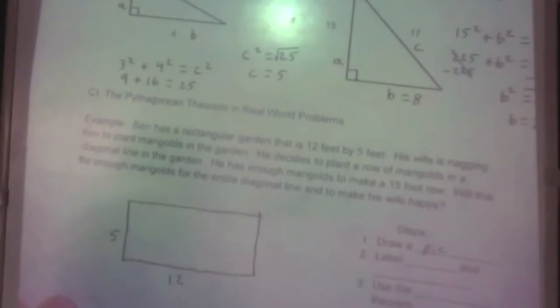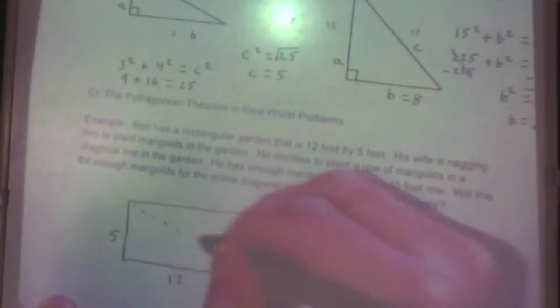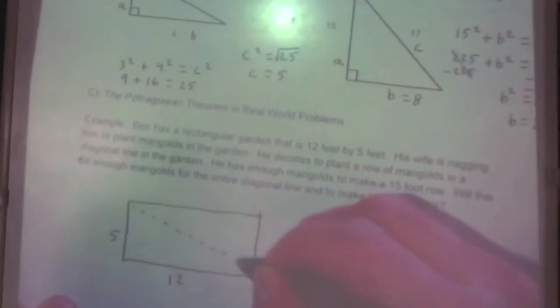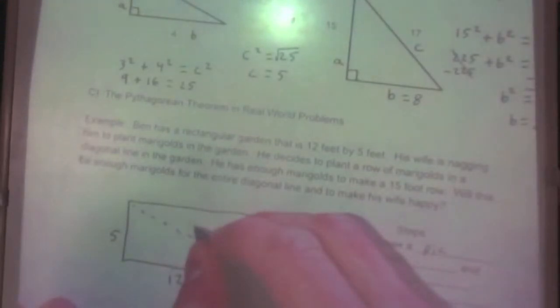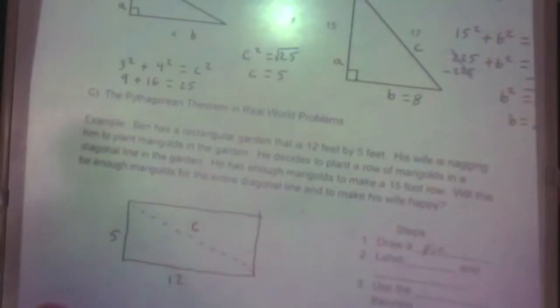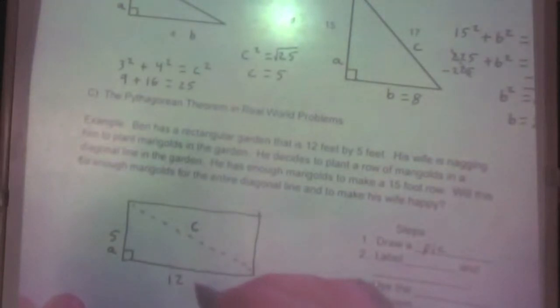Okay, and he needs to plant a row of marigolds going diagonal. So we're going to make a diagonal line of marigolds going across his garden. That's a weird spot to put marigolds, but hey, it's not my garden. This is Ben's garden. And that's the hypotenuse. If you haven't guessed that already, we're trying to find the hypotenuse. There's our right angle, so we can call this side a and this side b.